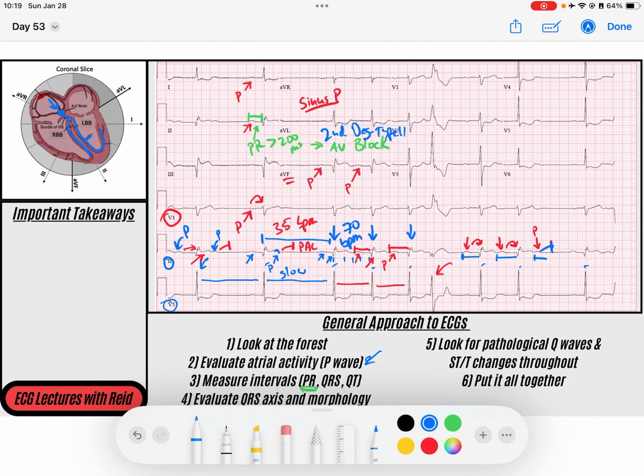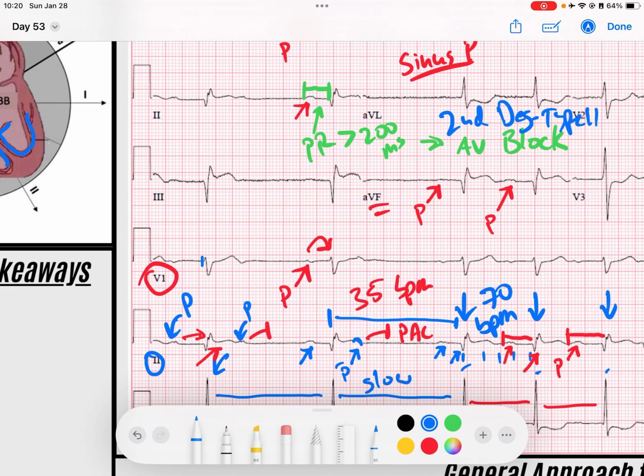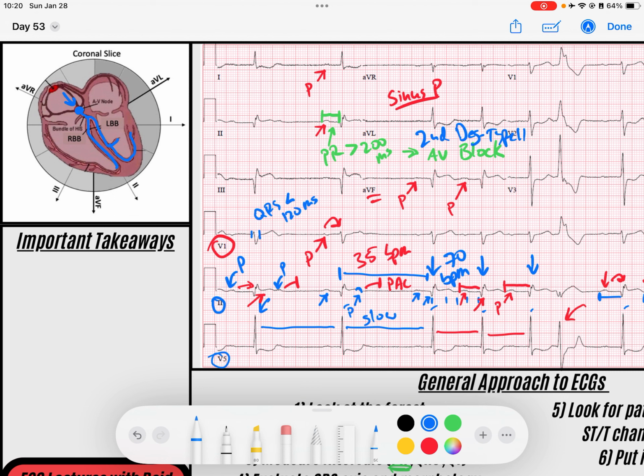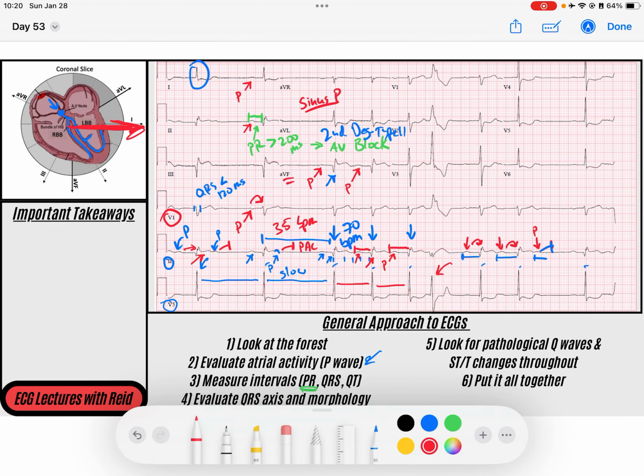Our QRS duration we said was narrow. If we look and measure it, we see our QRS duration, if we look here in V1, is less than 120 milliseconds. My QRS axis is upright in lead 1. It appears to be isoelectric in AVF. So the QRS axis, if you look down at our heart, is probably going straight towards lead 1, perpendicular to AVF. So that's a normal axis.